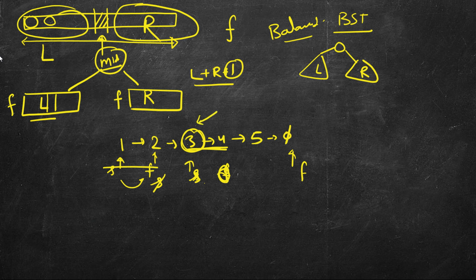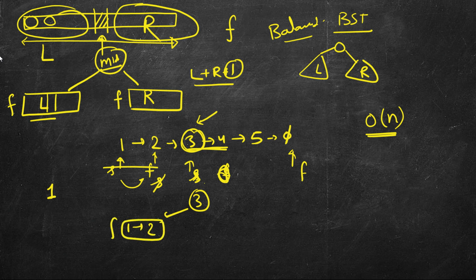So what time does it take? It takes O of n. If the length of the list is n, it takes O of n to find the middle. So this is the first step. After this step, what happens? We make 3 the root, and we call the same function on 1 and 2, and then we recursively call the same function on 4 and 5.